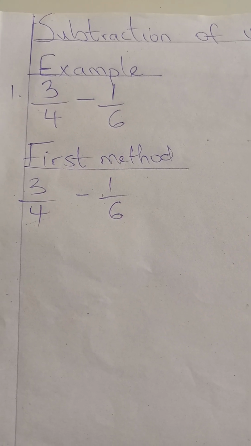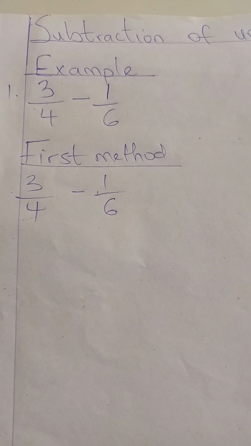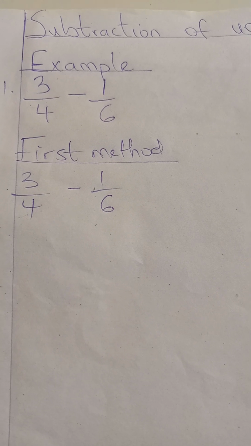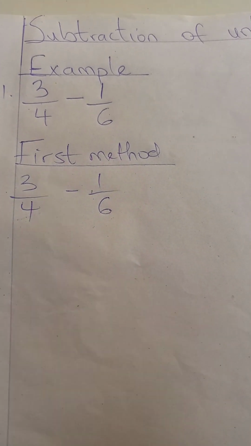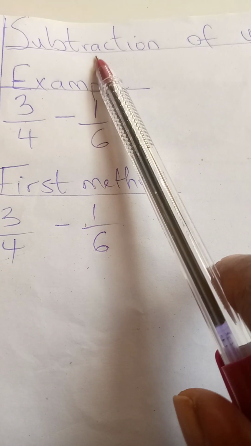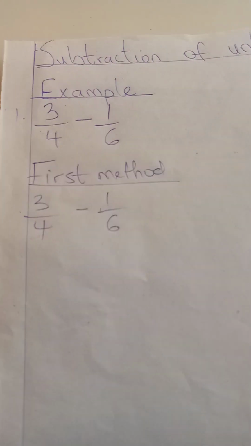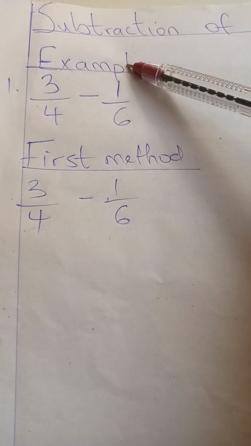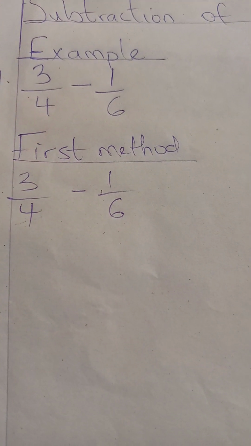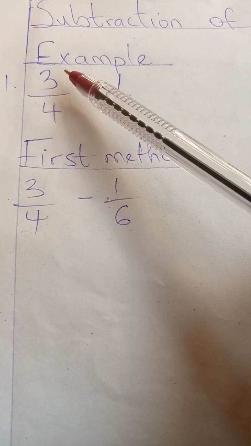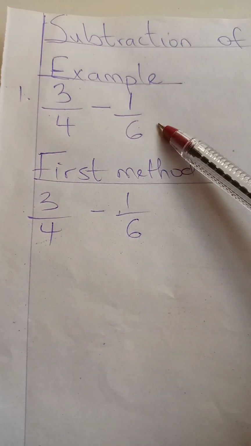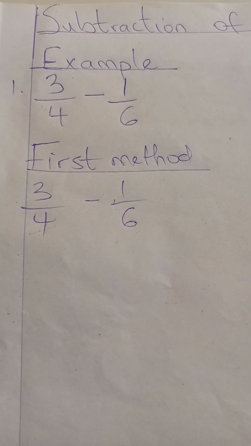Hello guys, it's time for learning, and right now we shall be learning the subtraction of unlike fractions. Now let's solve this example for better understanding. I'll be solving this question, 3 over 4 minus 1 over 6, using two methods.